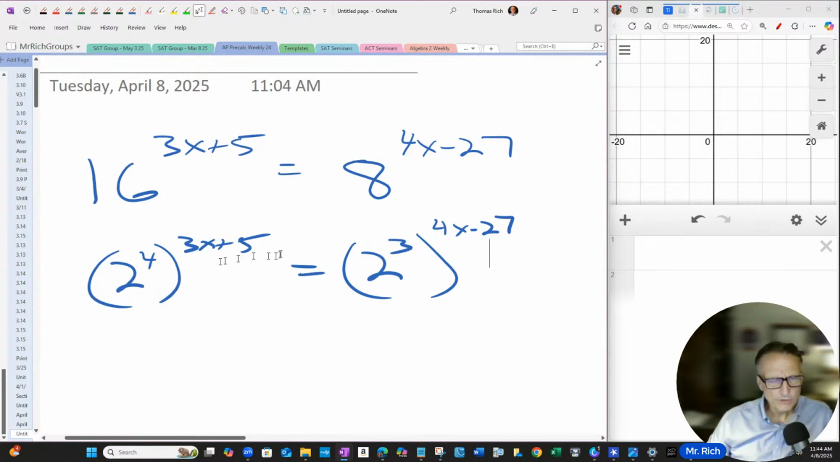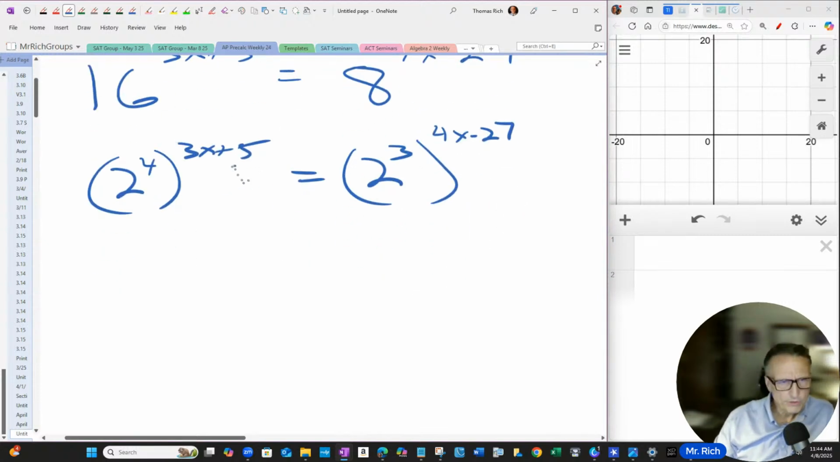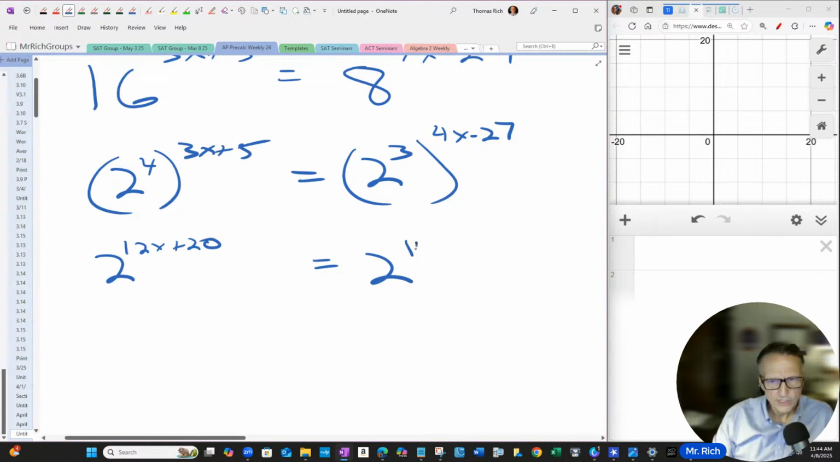At this point, we're going to use our rules of exponents, and the power rule that says that when you raise an exponent to another exponent, you multiply those together. So this would be 2 to the 12x plus 20. And this one over here is going to be 2 raised to the 12x, and 3 times negative 27 would be a negative 81.